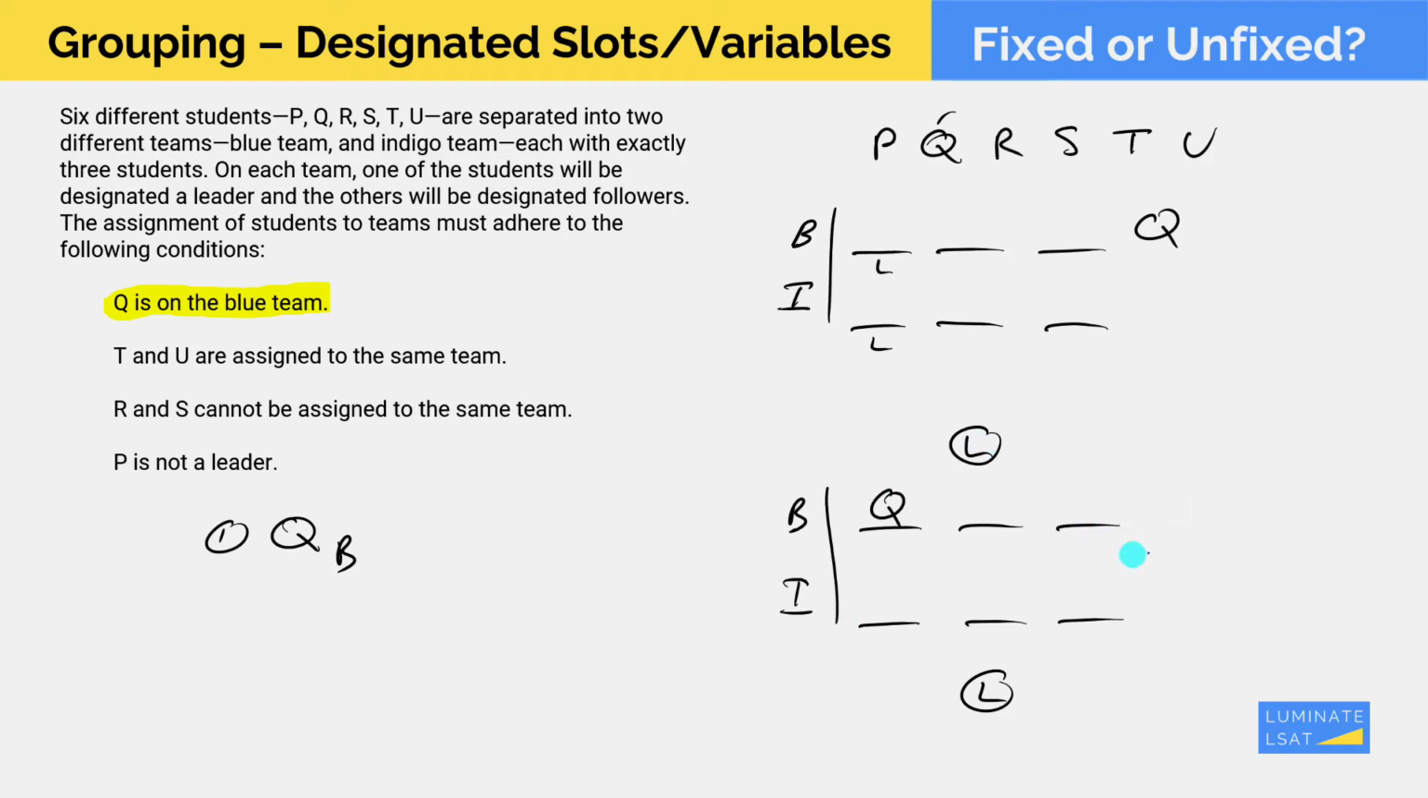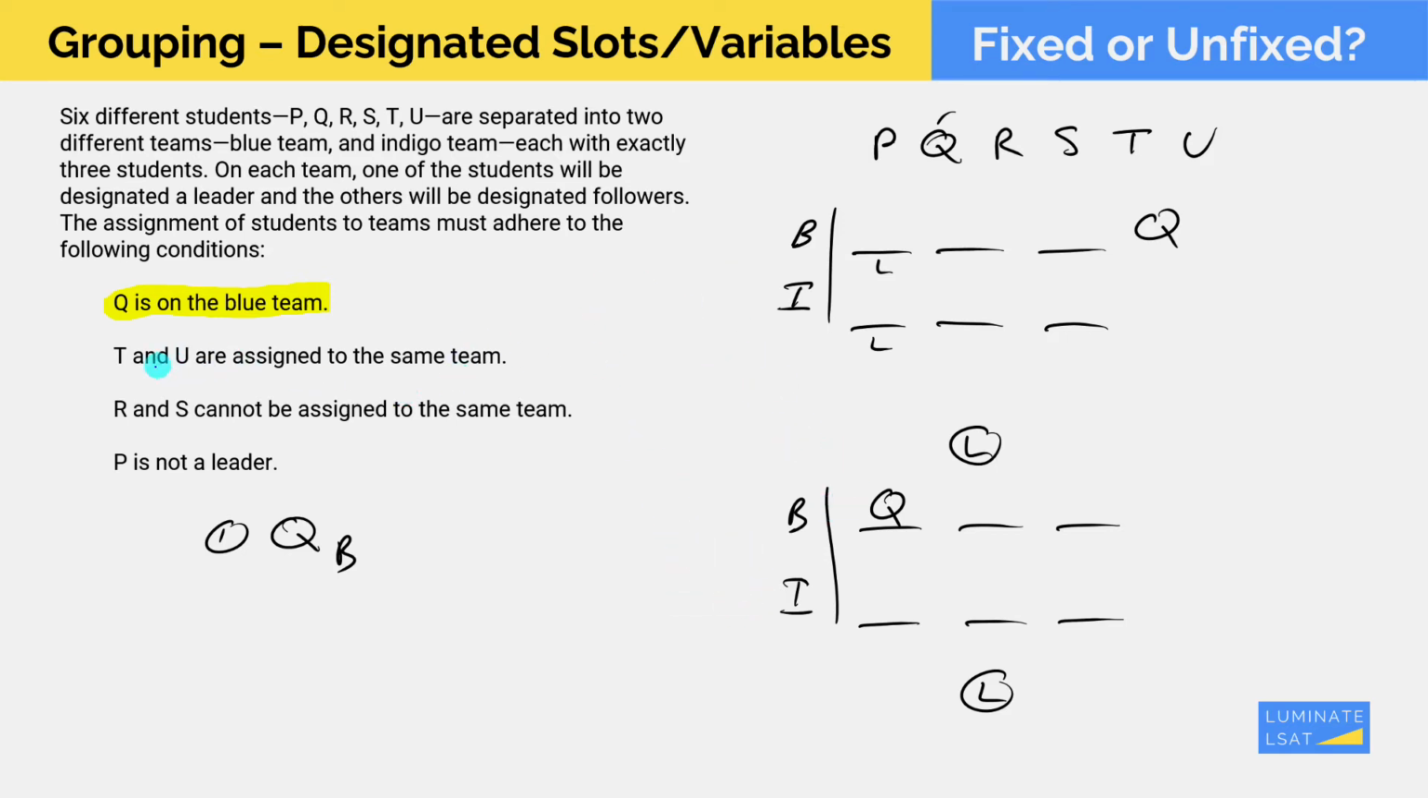So as you can already see, there is a little bit of an advantage with this second setup here, because the fact that Q is occupying one of the three slots in the blue team is just a little bit easier to see over here than it is over here. Let's see how that plays out when we get to the other rules.